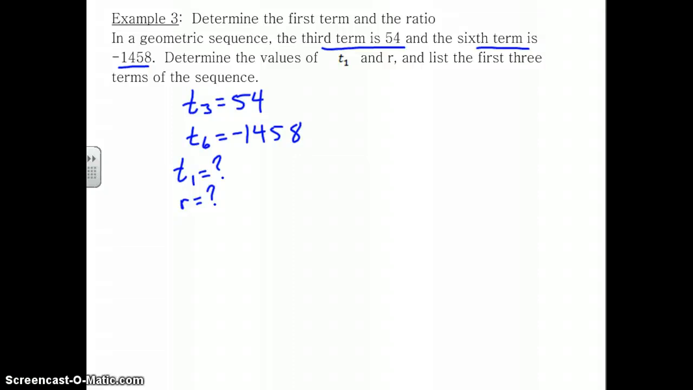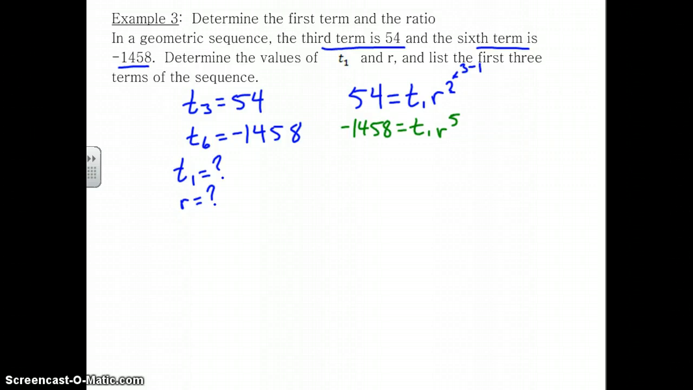So we've got this one here, the 54. That would be 54 equals T1 times R to the 2. Where did the 2 come from? It was 3 minus 1, so it's the third term. Okay, we also can write another equation of negative 1,458 equals T1 times R, and n is 6, so it's 6 minus 1, so 5.